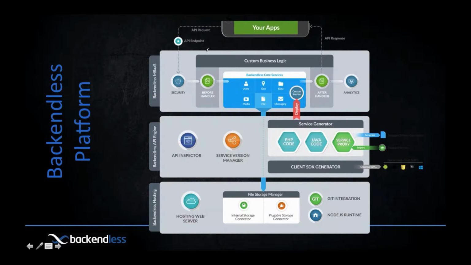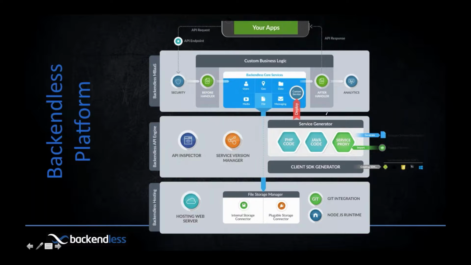So Backendless MBaaS is the core. This is where the services reside. We have built-in services that are available within Backendless, and those are the services that we publish the APIs for: user service, geo service, data persistence, media file messaging, and so on. However, with the help of Backendless API Engine, this thing right here, you can publish your own Java code and PHP code. We'll get to that soon. And then this code is deployed right here into Backendless MBaaS and becomes a custom service.